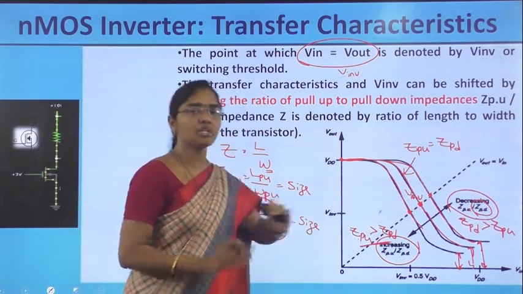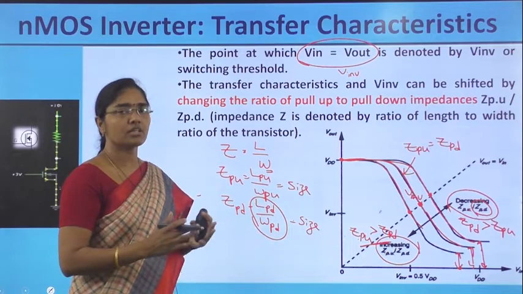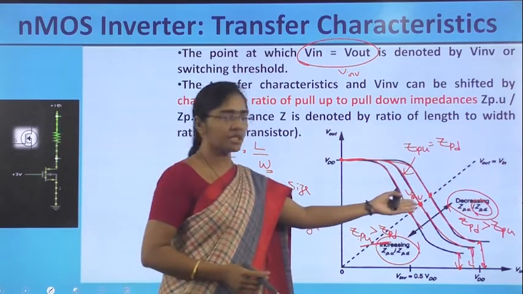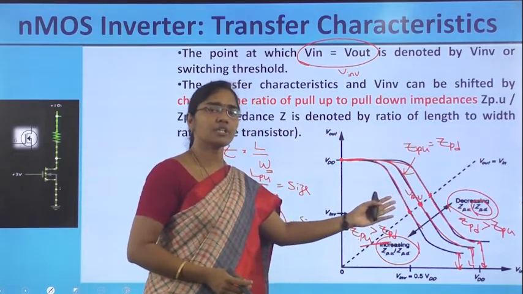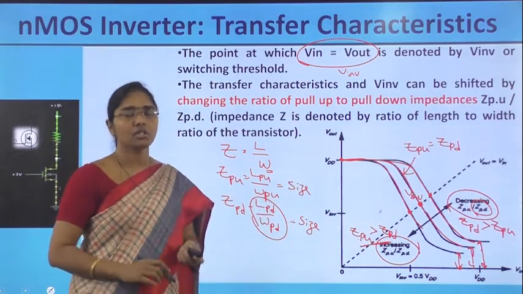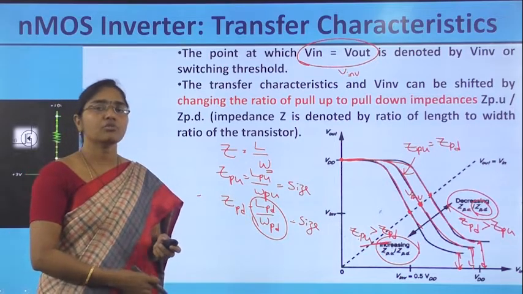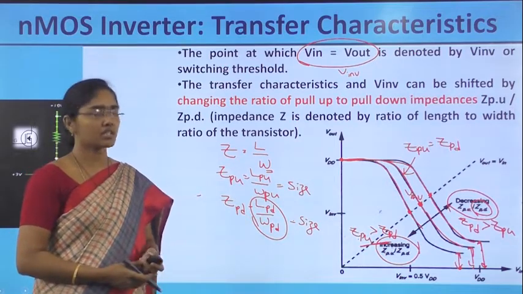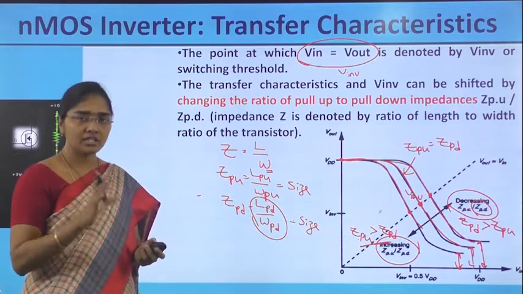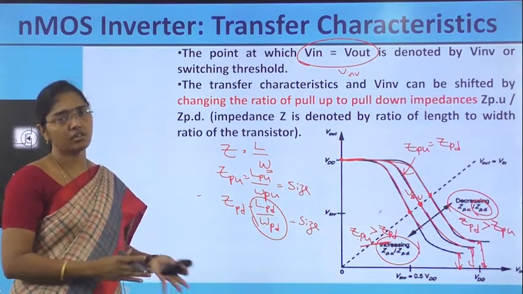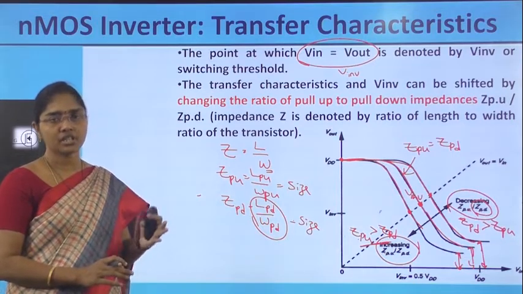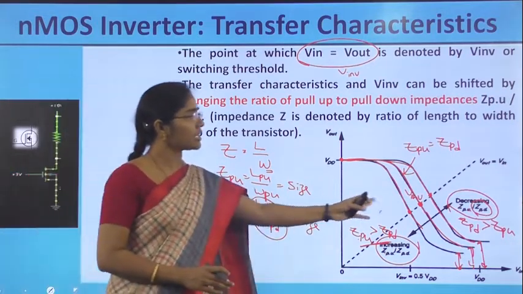So like this, the V invert point can be shifted so that asymmetric characteristics can also be achieved. When both are equal, this is called the symmetric characteristic. Asymmetric characteristics means the durations for logic high and logic low are not equal. So depending upon our application, we can achieve both symmetric and asymmetric characteristics by changing the ZPU by ZPD. But normally symmetric characteristics are required when we are considering logic gates and logic applications. Therefore, the sizes of the transistors have to be taken care of to maintain the symmetric characteristics.